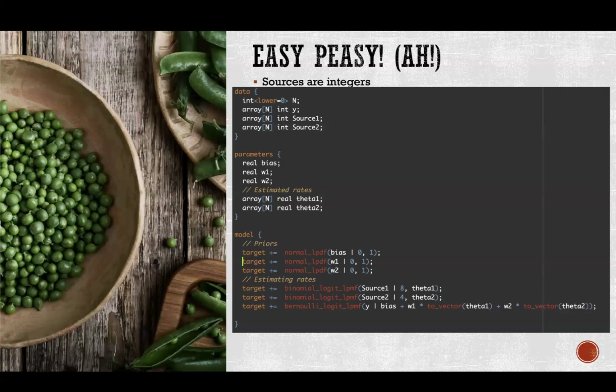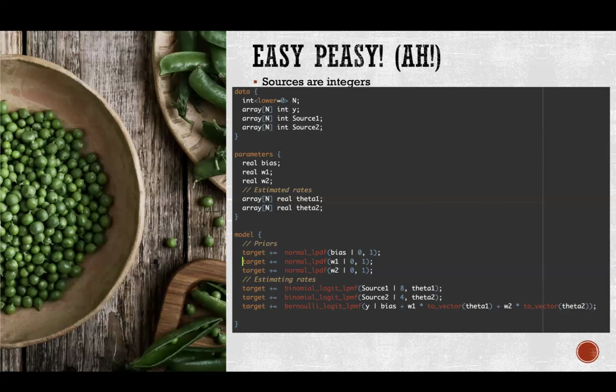And then we say that the y, the choice, is produced by an equation that says, as we've done before, bias plus weight 1. But instead of saying weight 1 times source 1, we say times theta. And I have to admit, I don't understand the underlying logic, but times only takes vectors, it doesn't take arrays. There is an explanation. I look it up every year. I forget it every year.